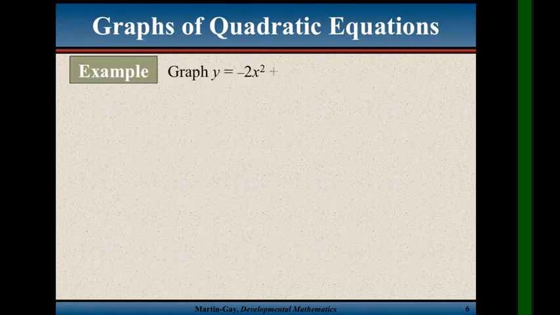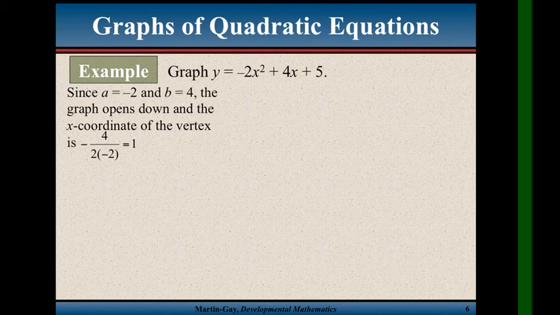So, example: graph y equals negative 2x squared plus 4x plus 5. Since a equals negative 2 and b is equal to 4, the graph opens down since a is less than 0. The x-coordinate of the vertex is negative 4 over 2 times negative 2. If you still remember, the formula is negative b over 2a. So 2 times negative 2 is negative 4, and this is negative, so it becomes positive. So 4 divided by 4 is 1.